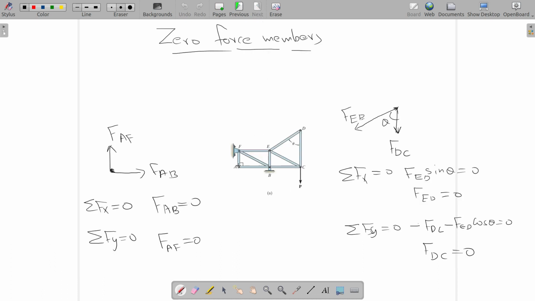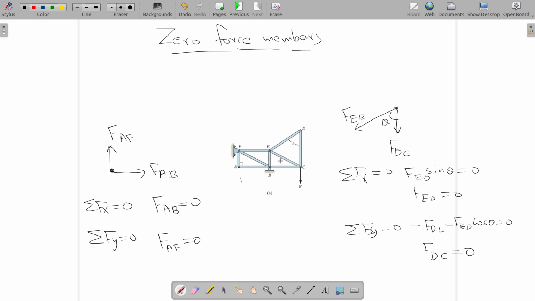But if you have only two members connected to a joint and there are no other external forces, these two members are going to be zero force members. So by simply looking at the problem, you can remove these four members. Not remove, you already know that you have zero force in these four members, and you can easily solve the problem.